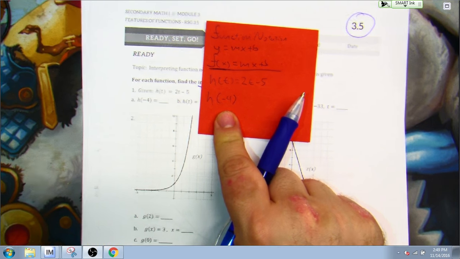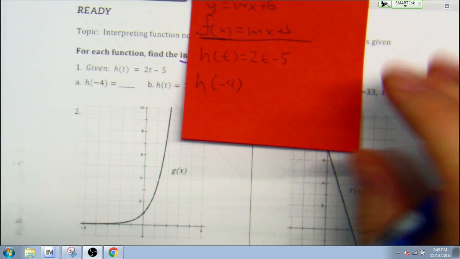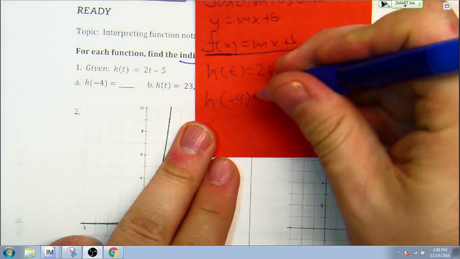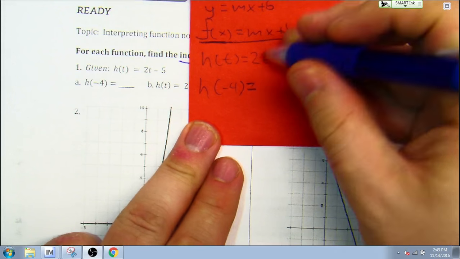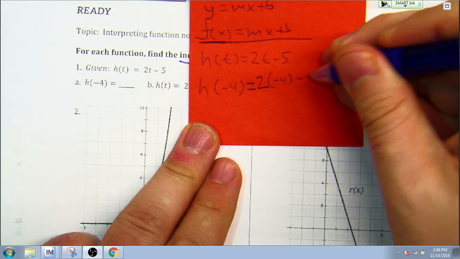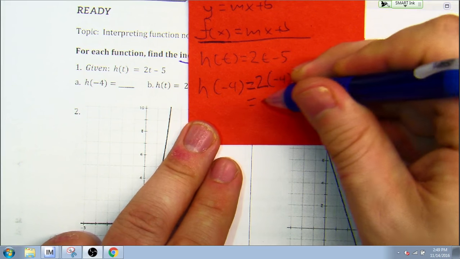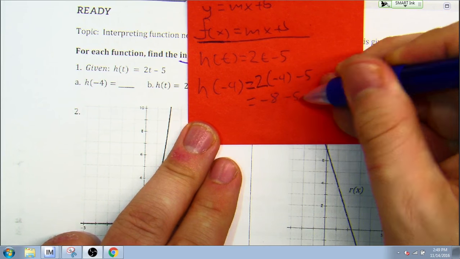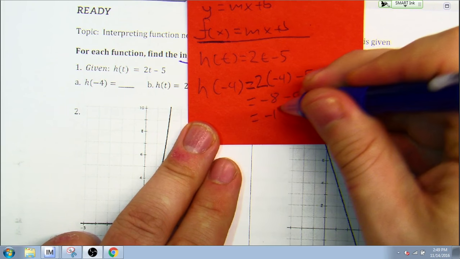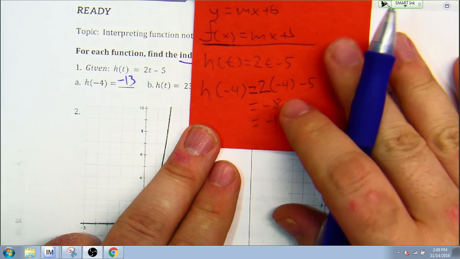Instead of writing a t, we wrote a negative 4. Let me try to zoom this in a little bit. Okay. So instead of writing t, we wrote negative 4. So on the right side of the equation, we're going to do the same thing. Instead of writing t, we're going to write negative 4. So just like this is 2 times t, this is 2 times negative 4, which is negative 8. And then negative 8 minus 5 is going to be negative 13. So I know that that's going to be negative 13.